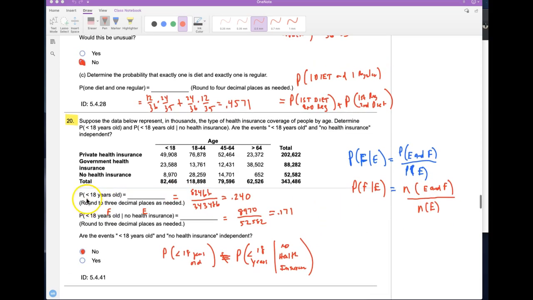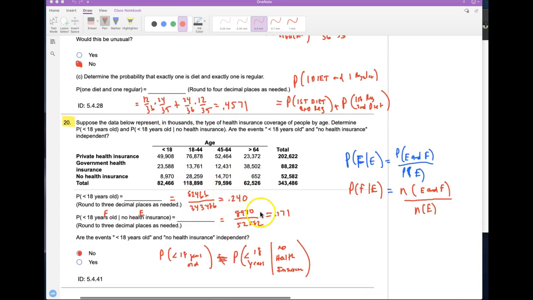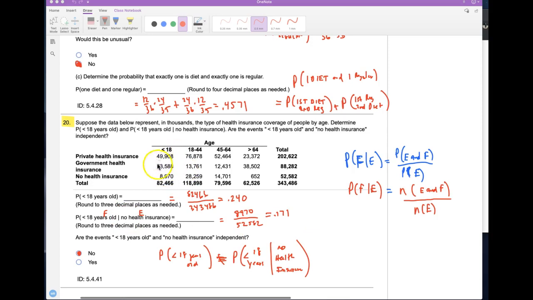And so in this case, the probability of being less than 18 years old, you look at this table, we have a total of 82,466 out of the 343,000. And then in this situation here, what's the probability of less than 18 given you have no health insurance? And so there's your F and your E. And so in this case, we're going to look at the numbers, the frequency. So how many are E and F? No insurance and less than 18 years old.